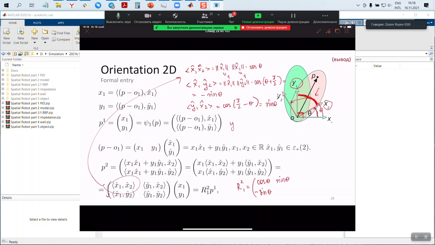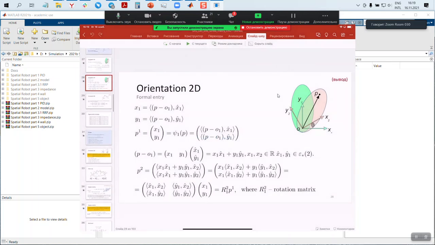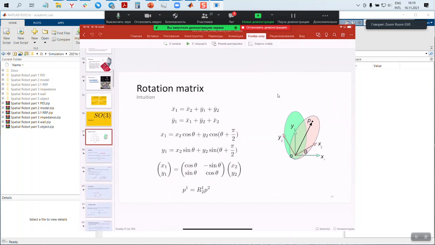And the final one. Do you see my screen? Yes. Alright. And the final one is the angle between y1 and y2. So this is the angle, and it is actually cosinus of theta. So we came up with this matrix, and it's exactly the same that we had previously when we just used our intuition.